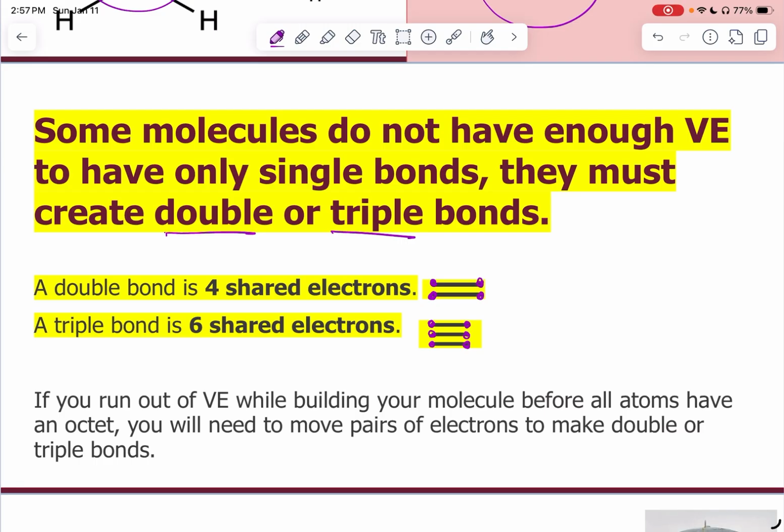So you are going to make double and triple bonds when you're drawing a molecule and you run out of valence electrons before everything has an octet. You'll have to move a couple electrons around to be in between the 2 atoms.